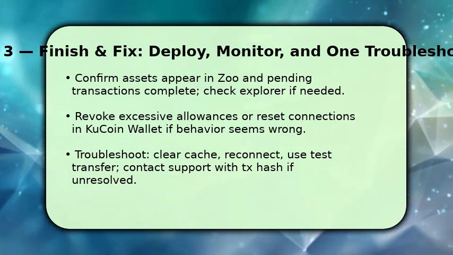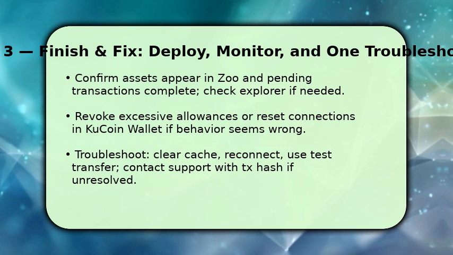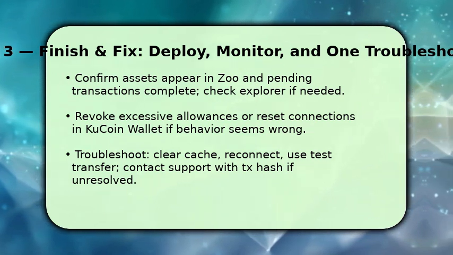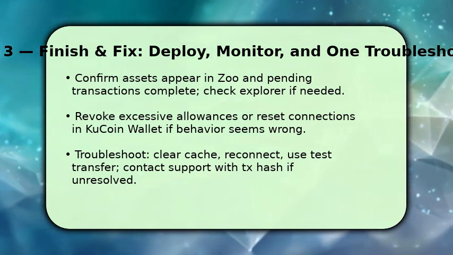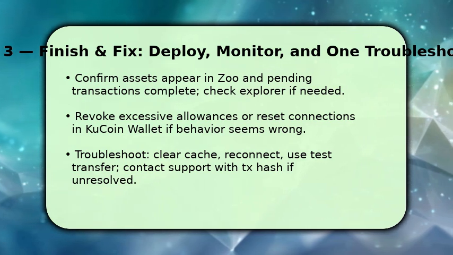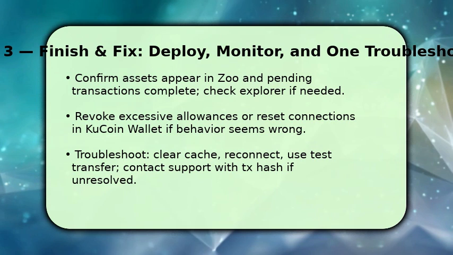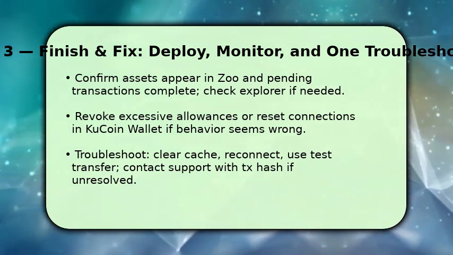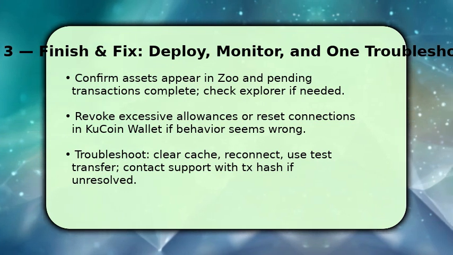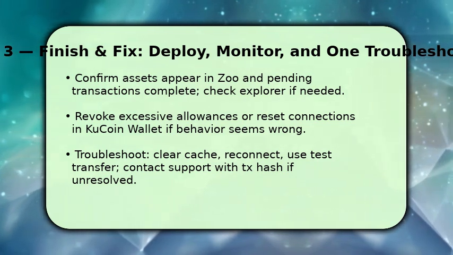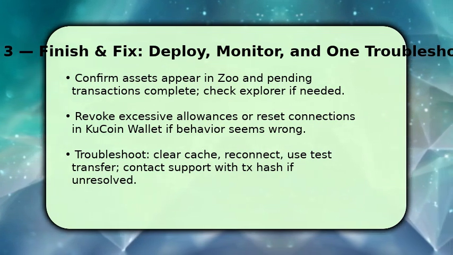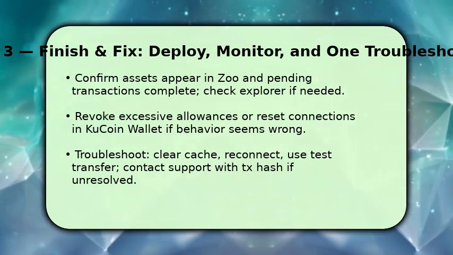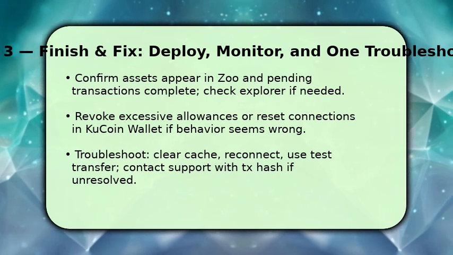Wait for pending transactions to finalize and check the Blockchain Explorer if something hangs. If you granted broad allowances earlier, revoke or lower them in KuCoin Wallet for safety. Once everything works, make a standard transfer through Zoo to ensure flows are stable. If issues persist, clear your browser cache or app data, reconnect the wallet, and if necessary, contact support with the transaction hash for deeper troubleshooting.